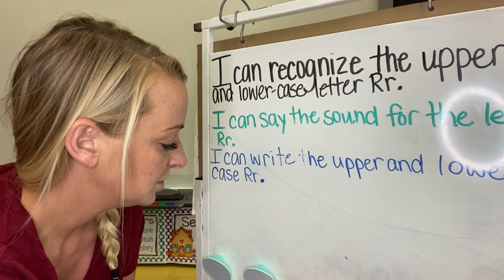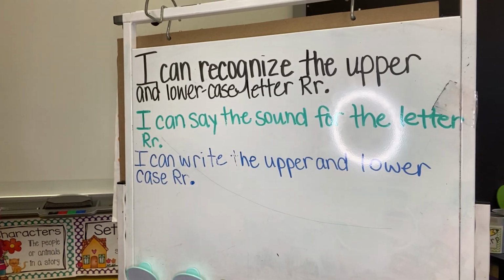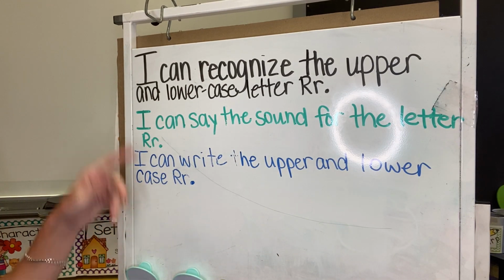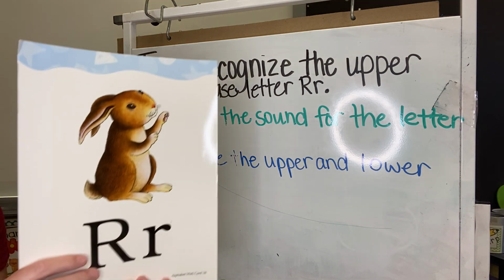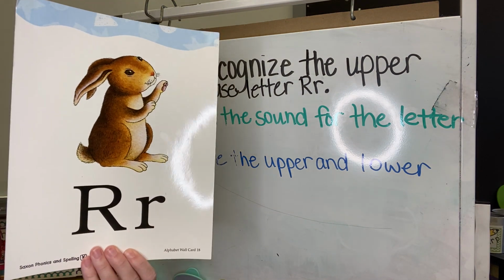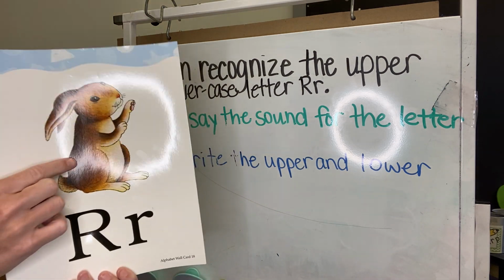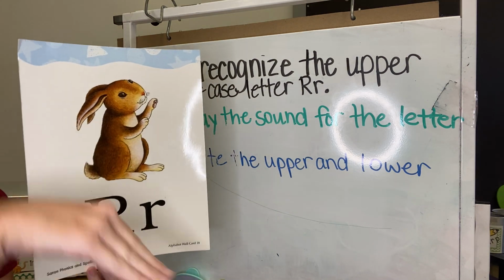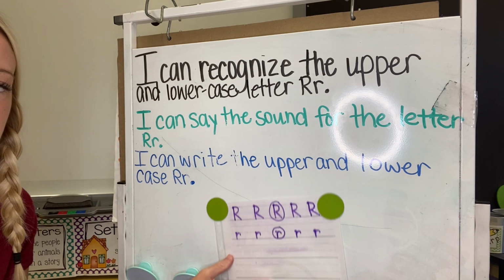And now that we are finished with the lesson, let's go back over our I can statements to make sure that we covered all of our jobs for the lesson. So the first one was, I can recognize the upper and lowercase r. So we have our upper and lowercase r. I can say the sound for the letter R, and we said it was rabbit, r. And I can write the upper and lowercase r, which we learned right here.